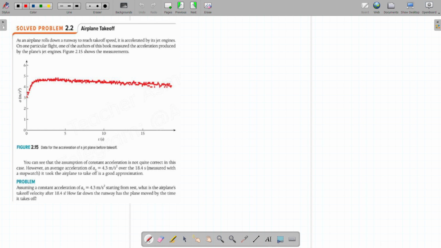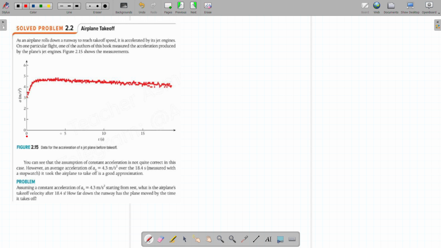As an airplane rolls down a runway to reach takeoff speed, it is accelerated by its jet engines. On one particular flight, one of the authors of this book measured the acceleration produced by the plane's jet engines. Figure 2.15 shows the measurements.